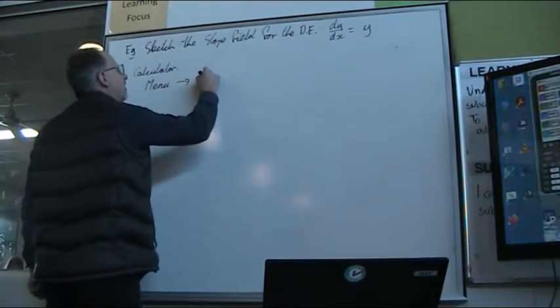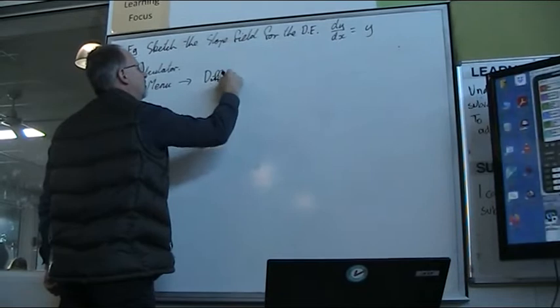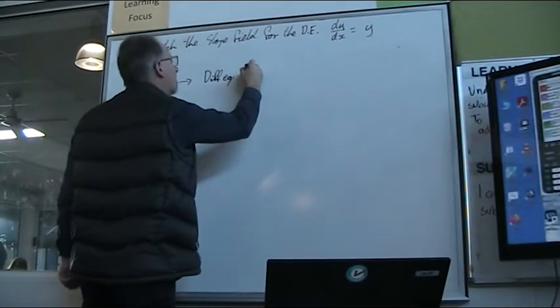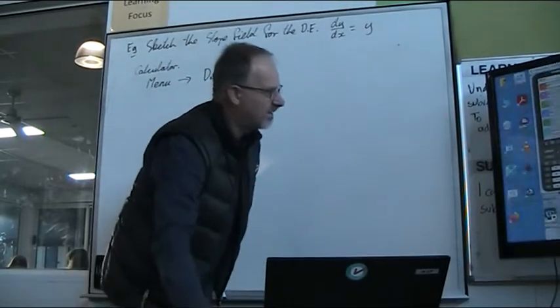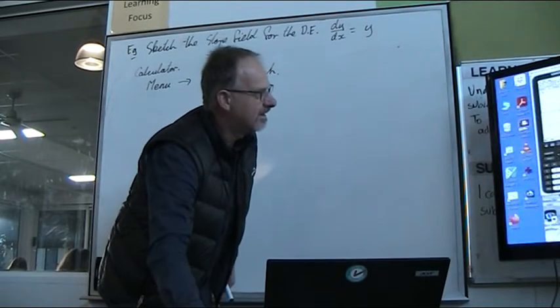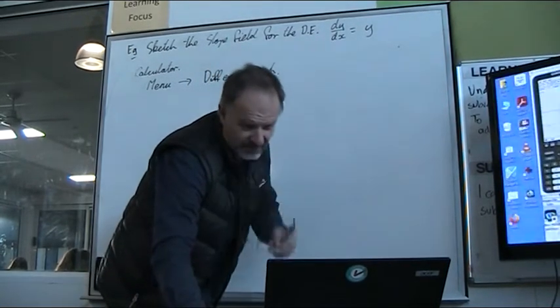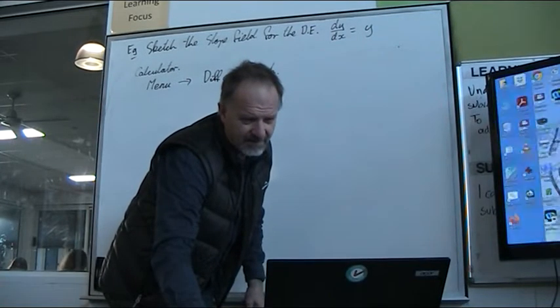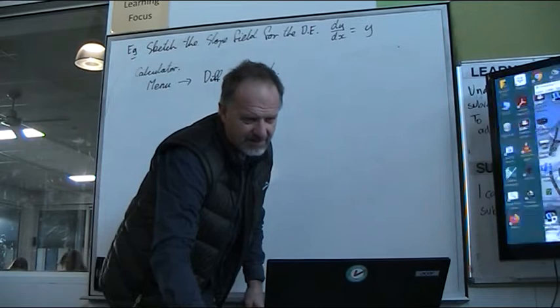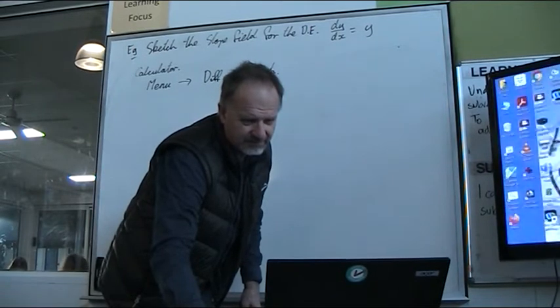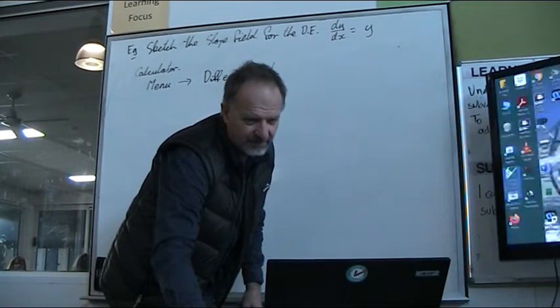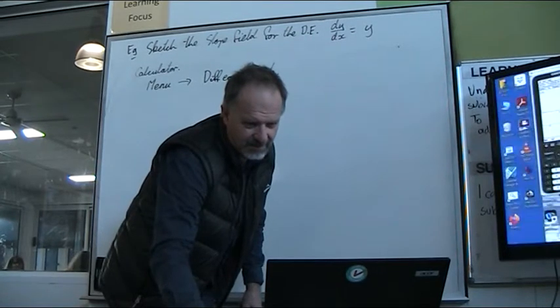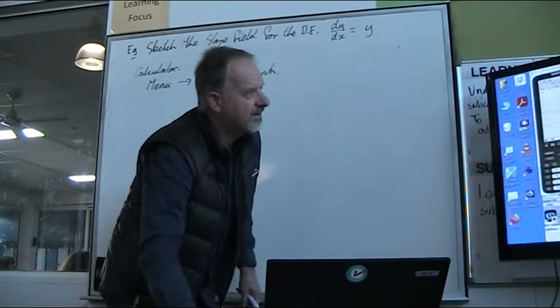So then we go Diff EQ Graph. When we click on that, this is what comes up. Make this bigger. No, that's not what I want. Fixed size mode, zoom, that's what I want. All right, so here we go.